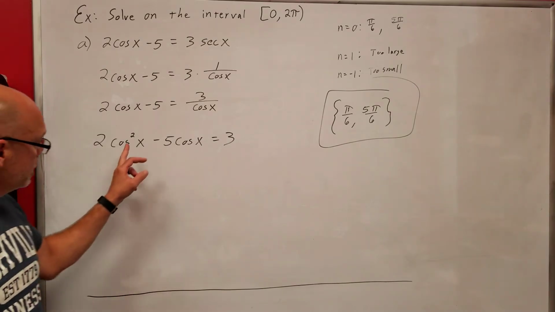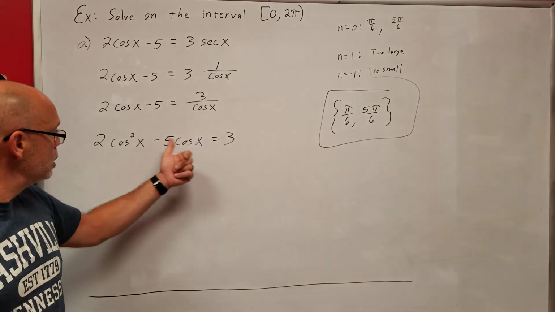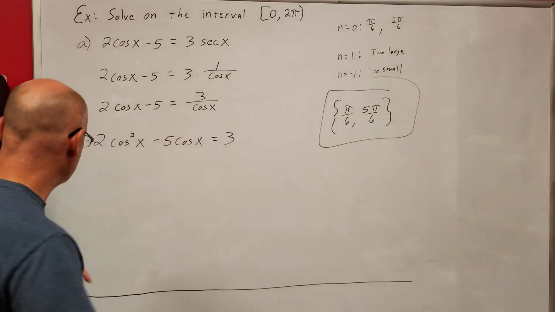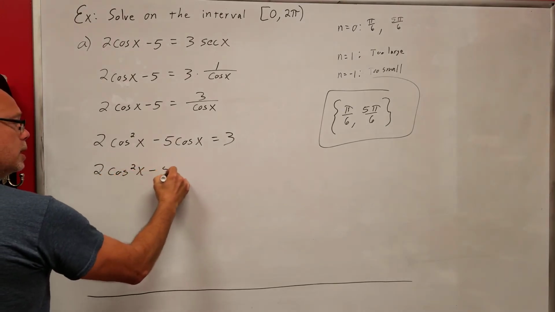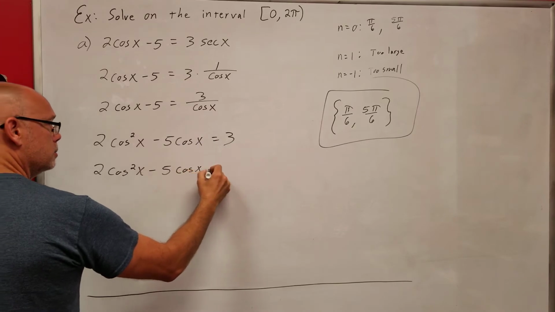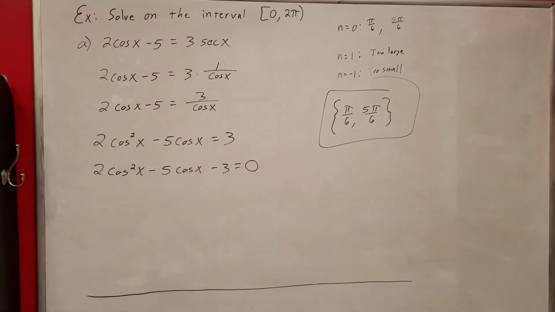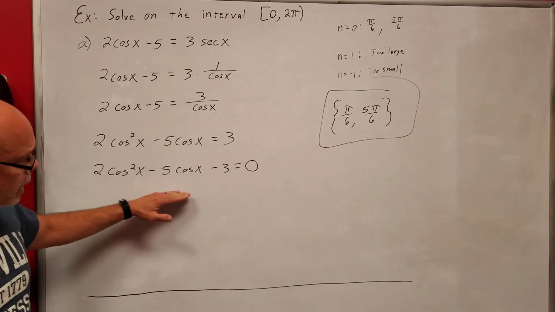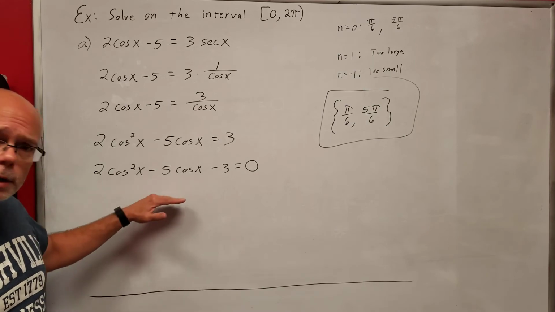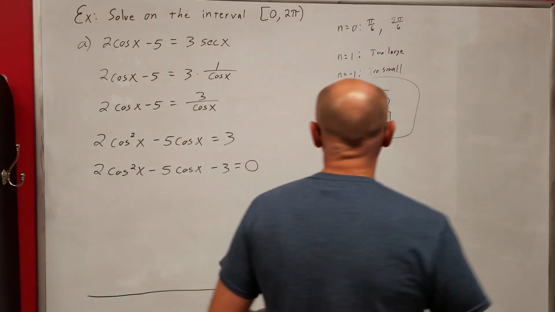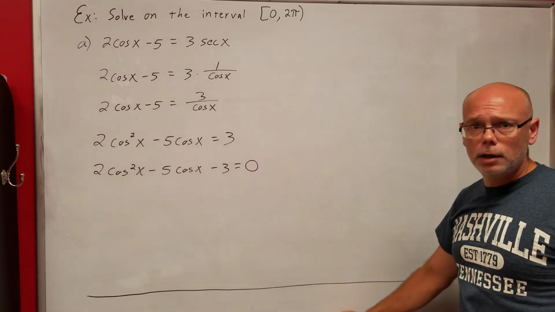Now what do I have again? I have a quadratic equation, right? Let's go ahead and subtract 3 from both sides. So we get 2 cosine squared minus 5 cosine minus 3 is equal to 0. Now what do we try next whenever we're solving a quadratic equation? We try factoring because we want to try to avoid the quadratic formula if we can. Sometimes we have to use it, but right here, let's try to factor.